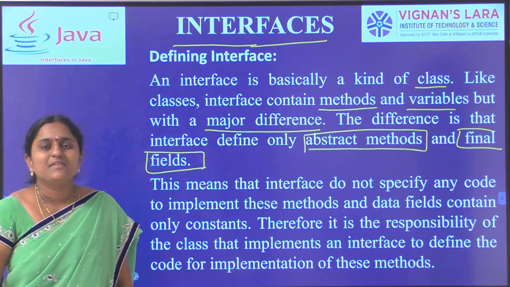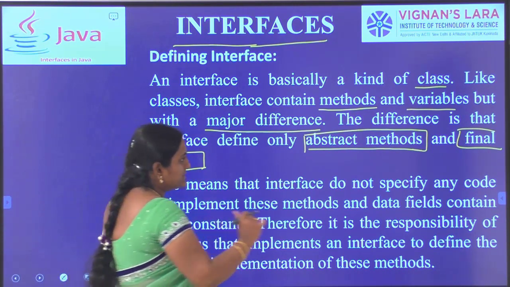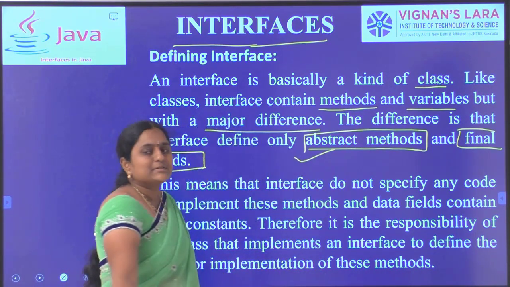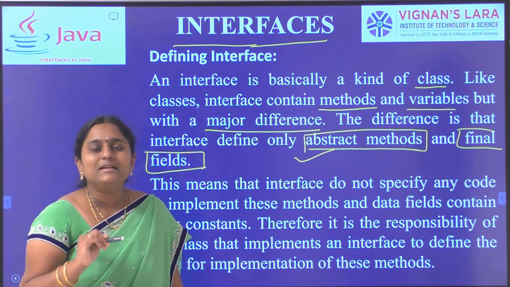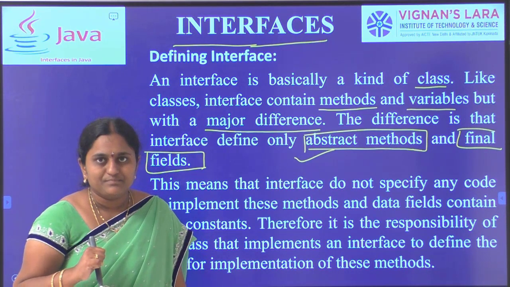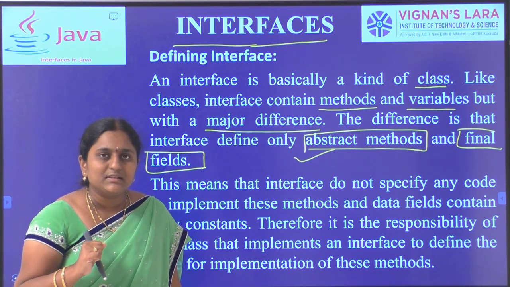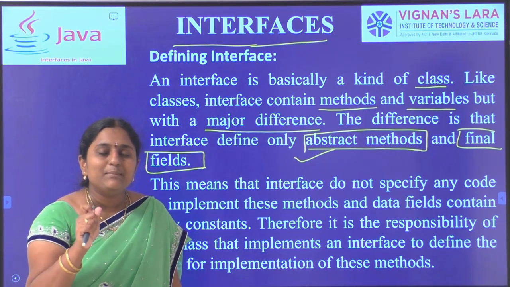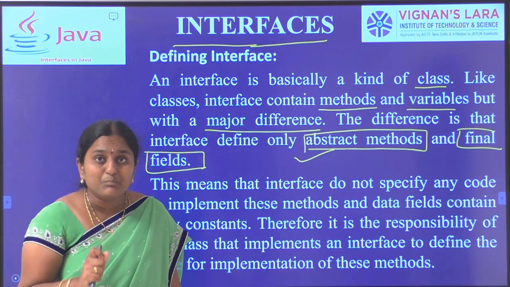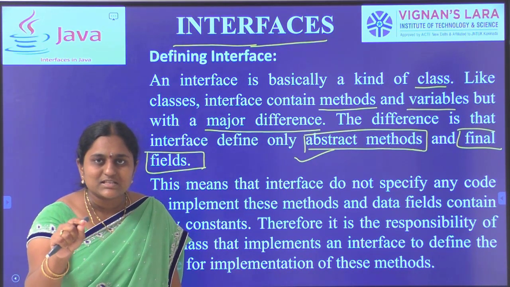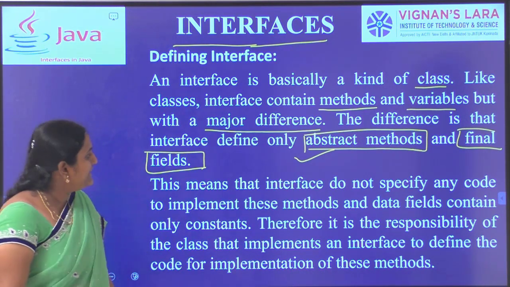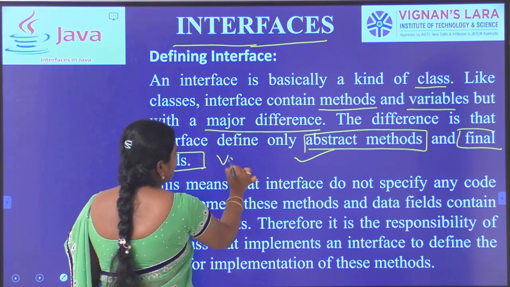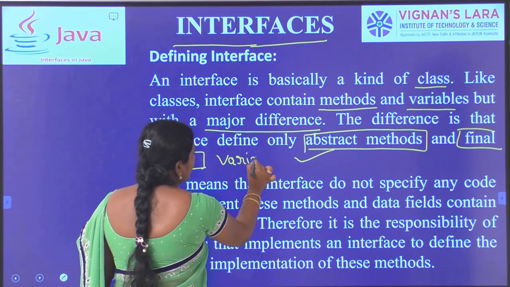In the last class we have seen abstract methods. What is an abstract method? It is a method that contains only a method declaration without any body. Any such method can be defined within the interface. Simply, the method declaration ends with a semicolon. And final fields. Fields means variables. Fields are variables, both are the same.